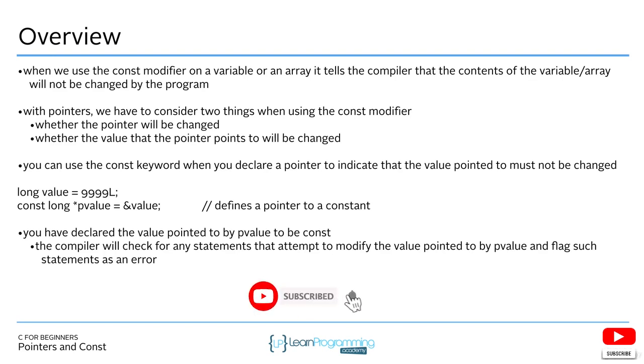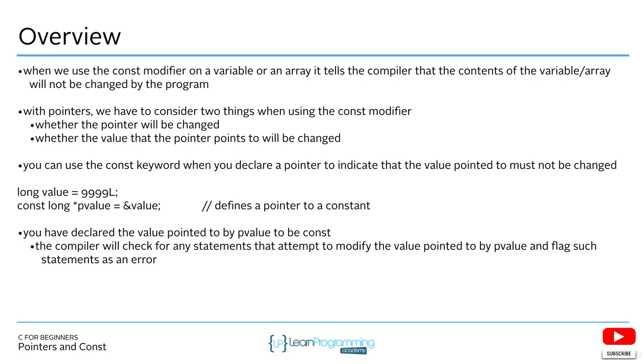So this is actually defining a pointer to a constant. We're not going to be able to change 999L. We declared that the value pointed to by pvalue is constant. The compiler will check for any statements that attempt to modify the value pointed to by pvalue, and if there is any in the program, it's going to throw an error. So this is the syntax.